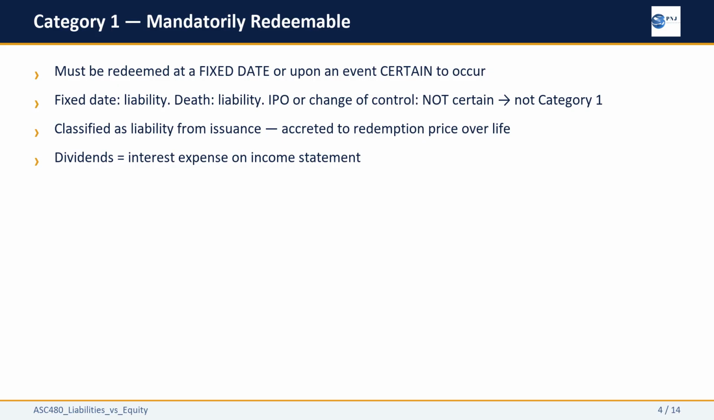Category 1 captures instruments where the entity must redeem, not might redeem, and where that redemption is tied to a fixed date or a certain event. Fixed date and death are certain. An IPO and a change of control are not. The certainty of the trigger, not its probability, makes the determination. Category 1 instruments are liabilities from the date of issuance, are accreted toward their redemption price using the effective interest method, and any dividends they pay are interest expense on the income statement.